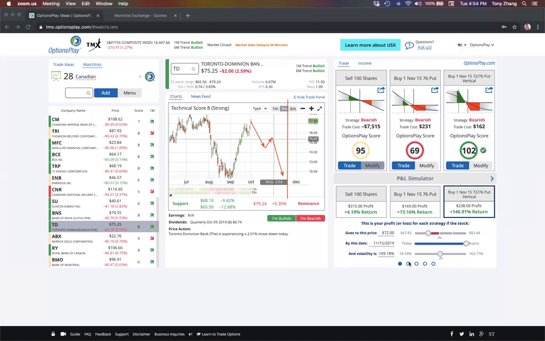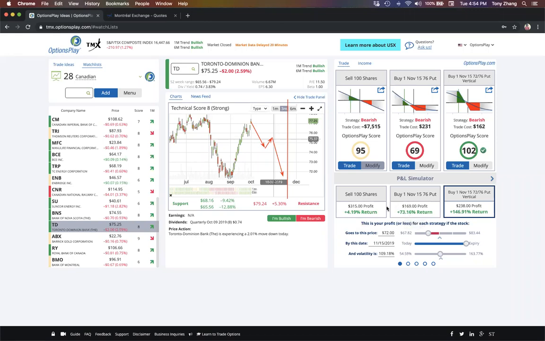So if I think the stock is going to go down to $72 by November 15th, as you can see, if I shorted the stock, I make a 4% return. If I buy a put option, I make a 73% return. And that's really the type of leverage that I'm looking for when I'm buying a put option. And I'll be perfectly honest, a 73% return, it's good, but it's not that great actually.